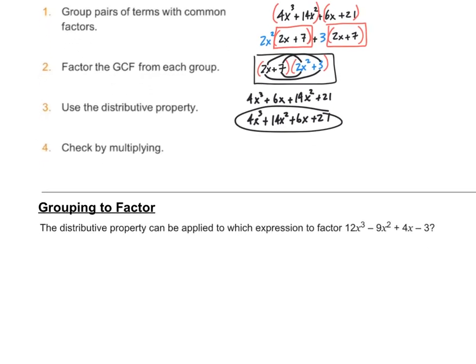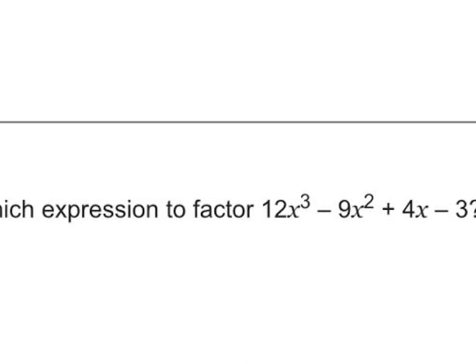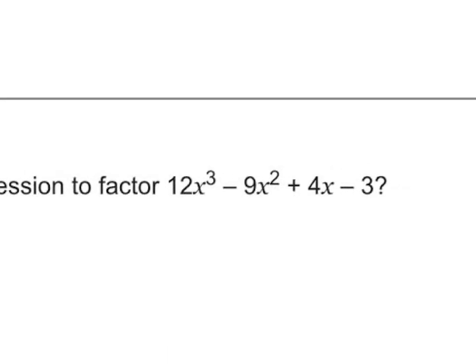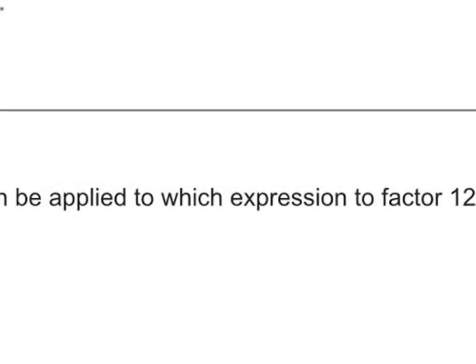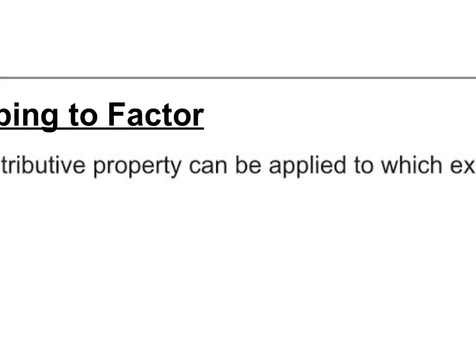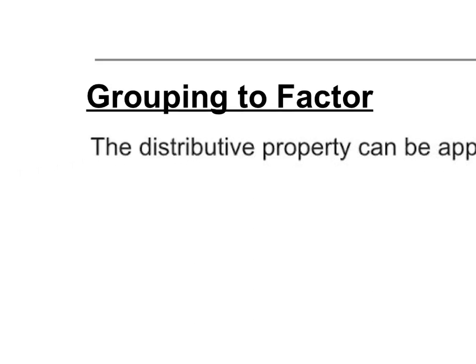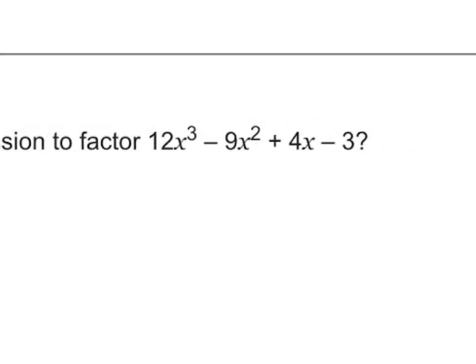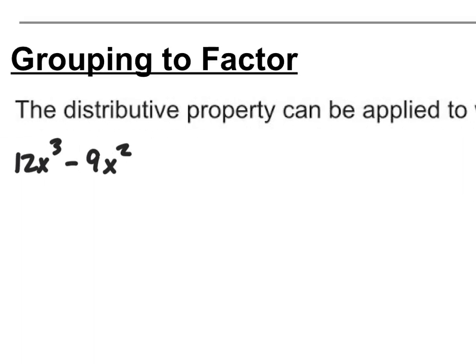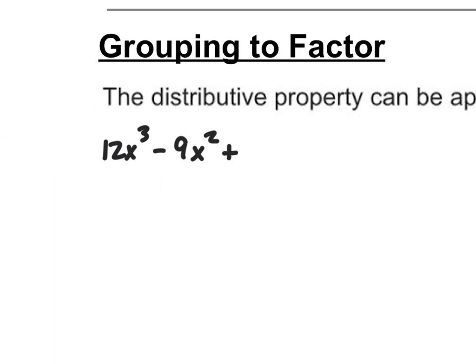All right, so let's take a look at this one. Let me rewrite this. We've got 12x cubed minus 9x squared plus 4x minus 3. Now I want to take a look at this and see what I can group up.